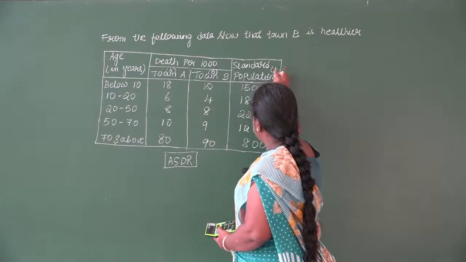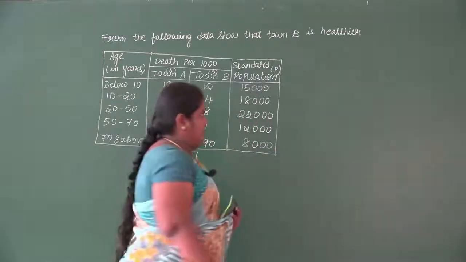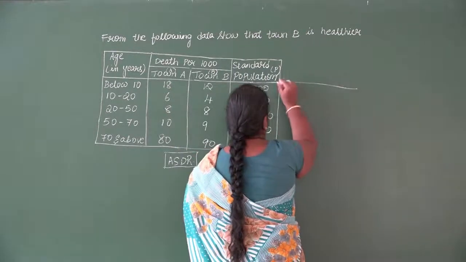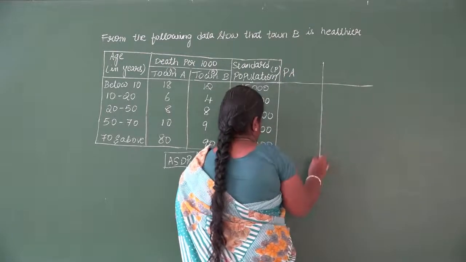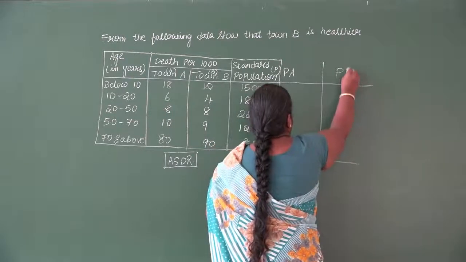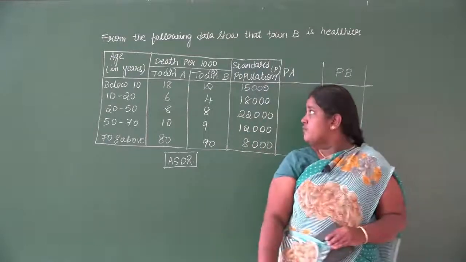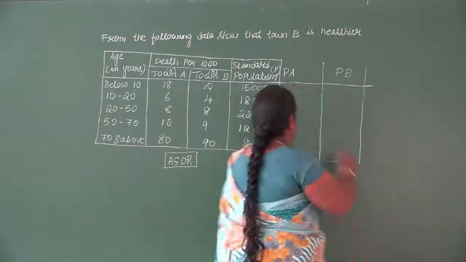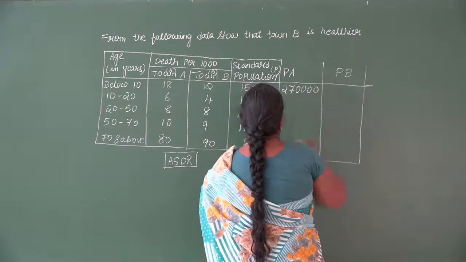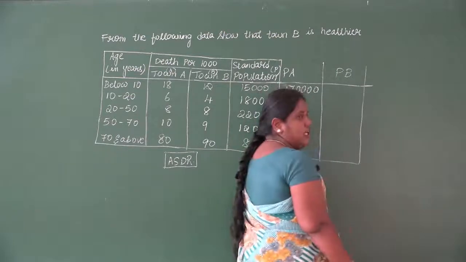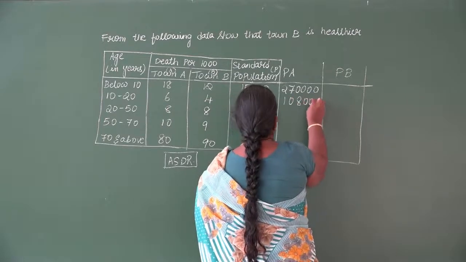Standard population will take it as P. Then you have to just multiply PA and PB. So multiply that and then do the total. So PA, then PB. We'll multiply it for town A first. So it is 18 into 15,000, which is 2,70,000. Then next 6 into 18,000, it is 1,08,000.